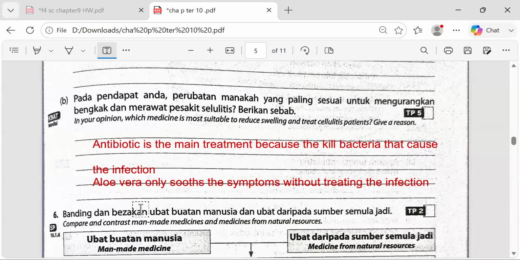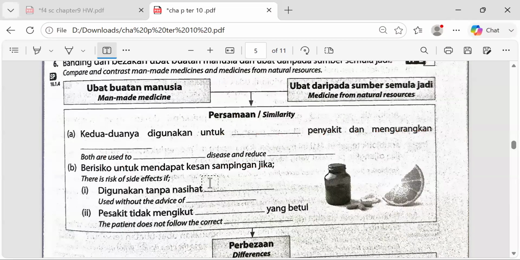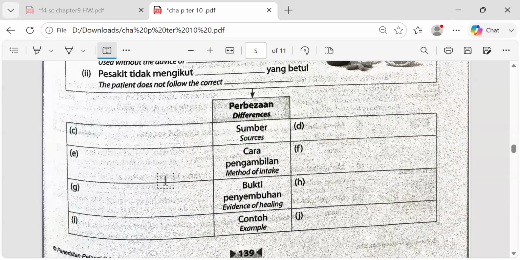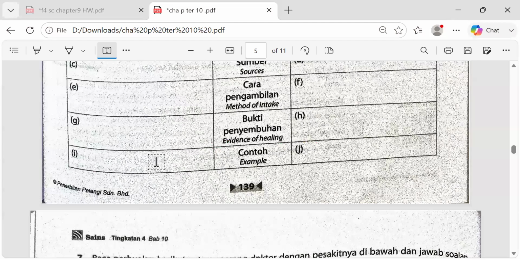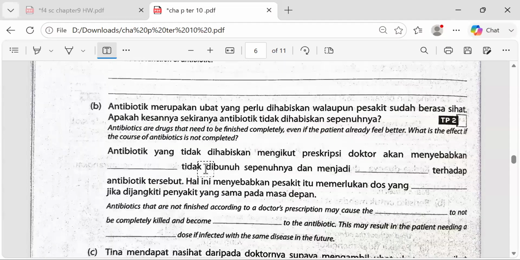Okay. All right. Okay, this one no need lah. This one no need. It's not right now. Okay. Antibiotics. Okay.